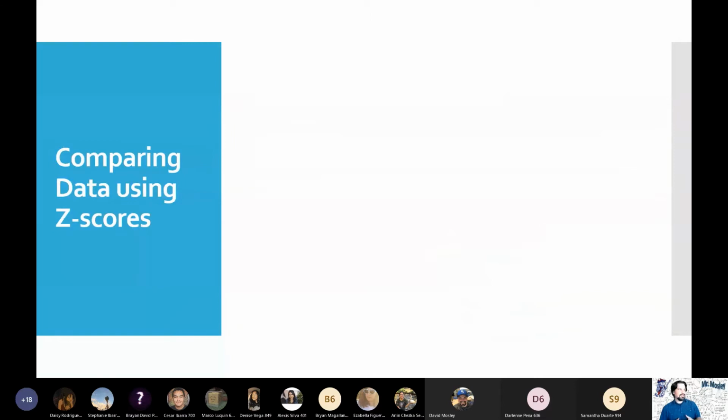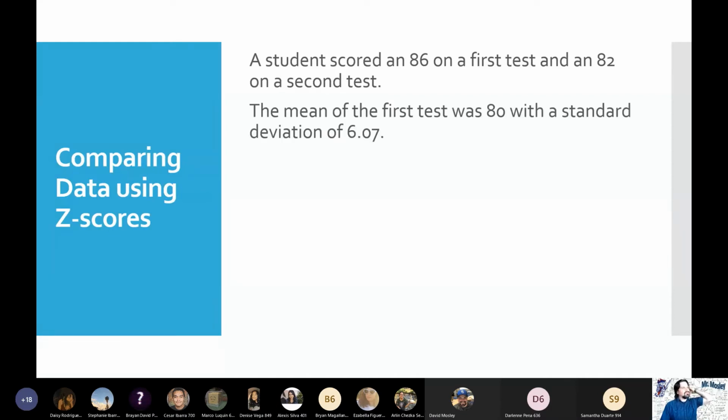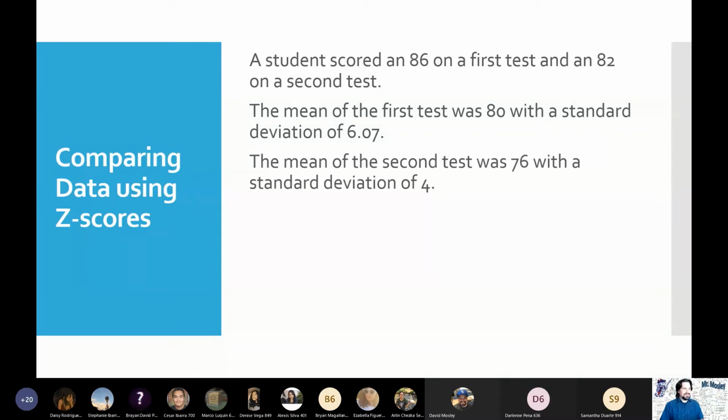All right. So we can compare data using z-scores. Here's an example. We have a student who scored an 86 on a first test and an 82 on a second test. Just based on this, we would assume that the student did better on the first test, because 86 is bigger than 82. The mean of the first test was 80, with a standard deviation of 6.07. And the mean of the second test was 76 with a standard deviation of 4.